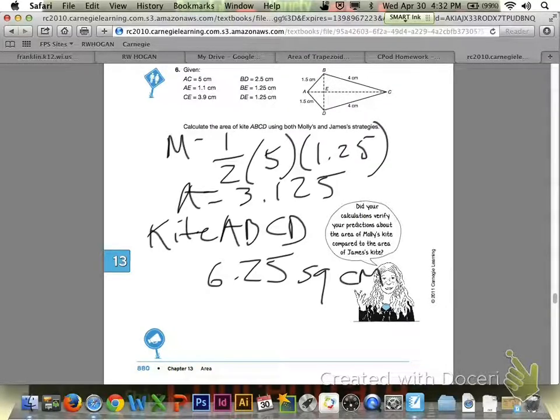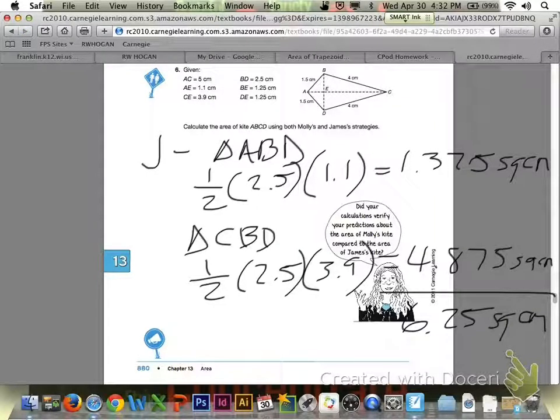Here is what Molly's answer would look like if I use the formula to find the area of one of the triangles in Molly's kite. A equals 1/2 times 5 times 1.25. The area for the triangle then would be 3.125. If we double that, we get 6.25 square centimeters for kite ABCD in Molly's method.